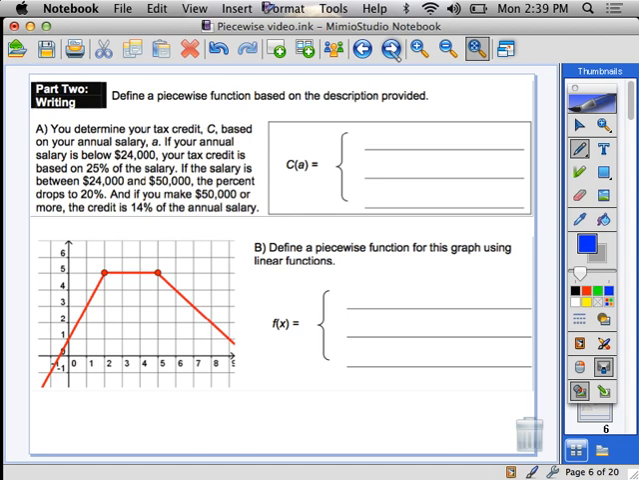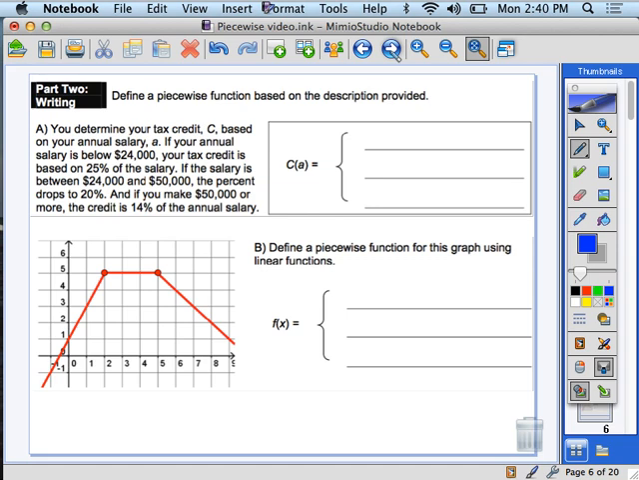If your annual salary is below $24,000, your tax credit is based on 25% of your salary. If the salary is between $24,000 and $50,000, the percent drops to 20%. And if you make $50,000 or more, the credit is 14% of the annual salary. All right, so what are our formulas?